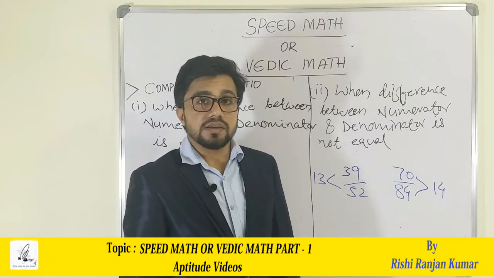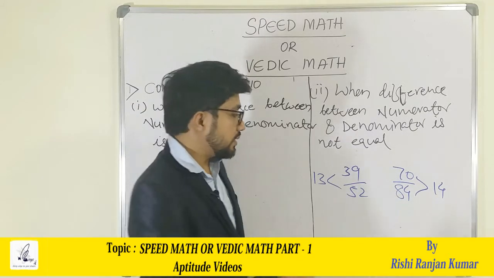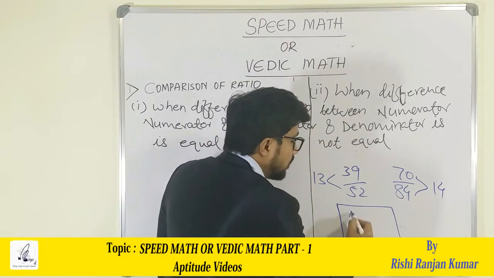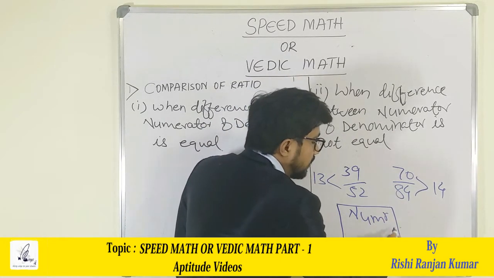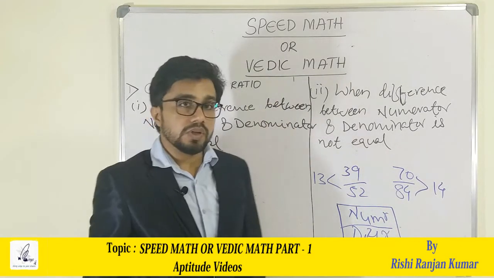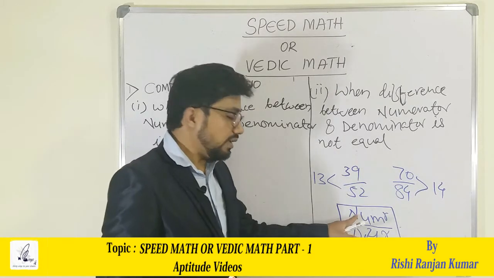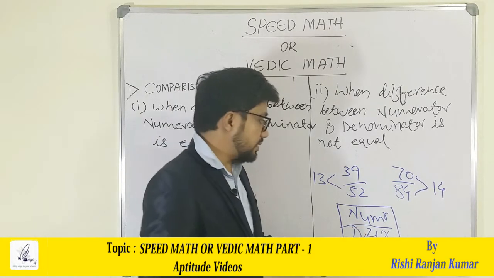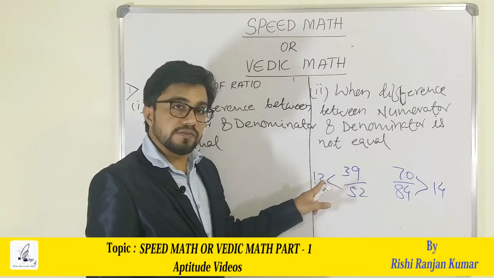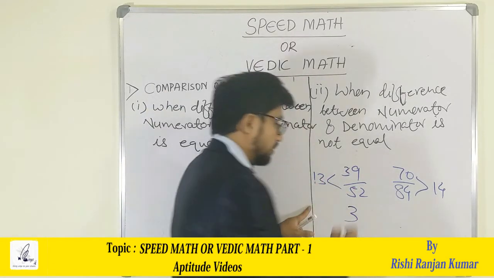In that case, when the difference is not equal, what we have to do, and this is a key point, is numerator divided by difference. What is the numerator here? 39. What is the difference here? 13. 39 by 13 is 3.